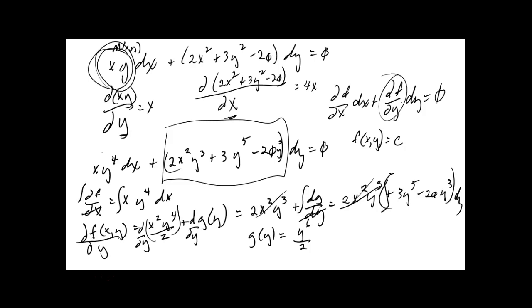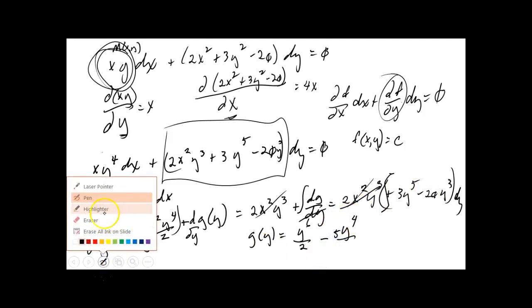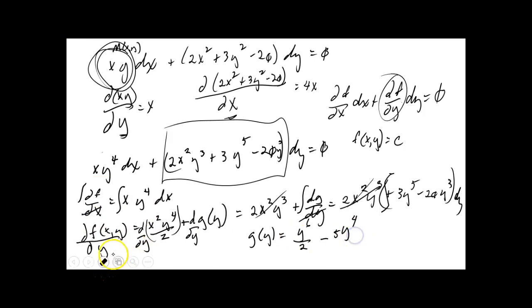Minus y to the 4th over 4, but 4 will go into 20 five times, so we don't even need anything under it. And here, too, we don't need a plus c.